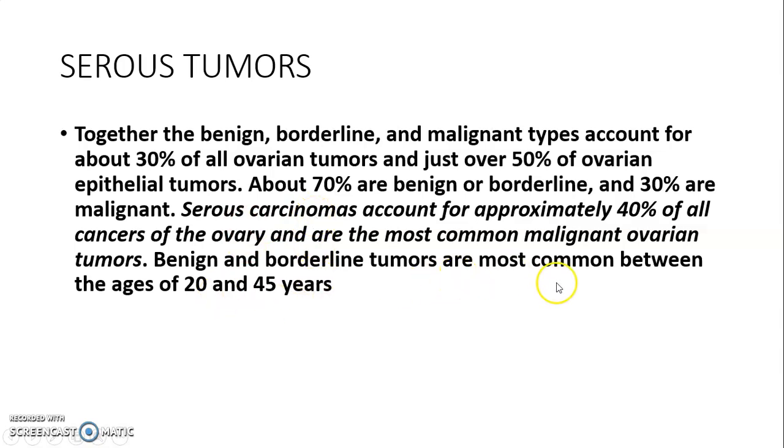Benign and borderline tumors are common between ages of 20 and 45 years. So, serous tumors are most common among the ovarian tumors, and 50% of ovarian epithelial tumors, they are mostly benign. Common benign tumors are also serous tumors, and carcinomas are also serous carcinoma.